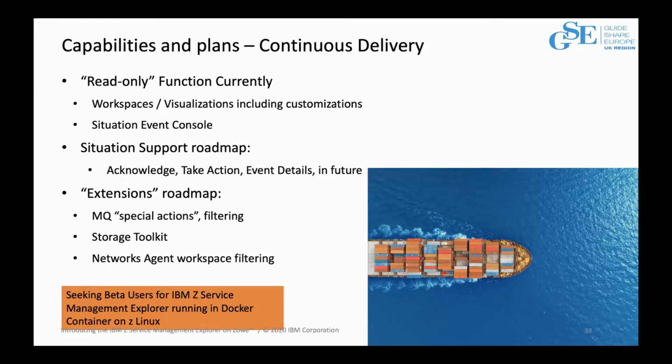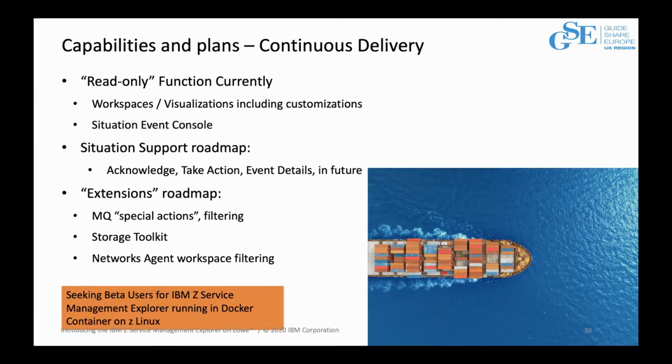And also extensions, so MQ special actions such as filtering, those aren't enabled. Storage toolkit linking into RDM, that's not enabled. And network agent workspace filtering, or if you want to do trace route and stuff like that, that's not enabled yet. But those are the roadmap items that we expect to put into action soon. So as a note again, we're seeking beta users for IZSME. If you want to run it in Docker on z Linux, please let me know, and I can put you in touch with the right people to get this up and running.